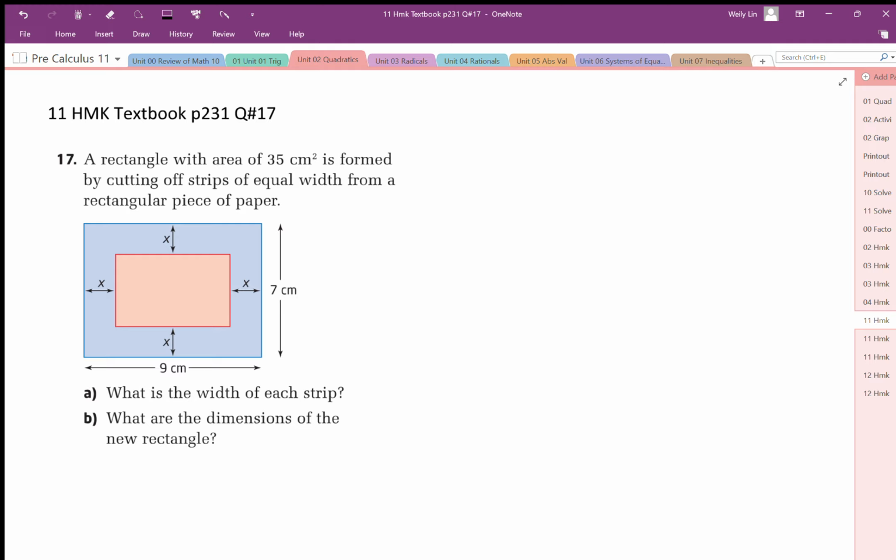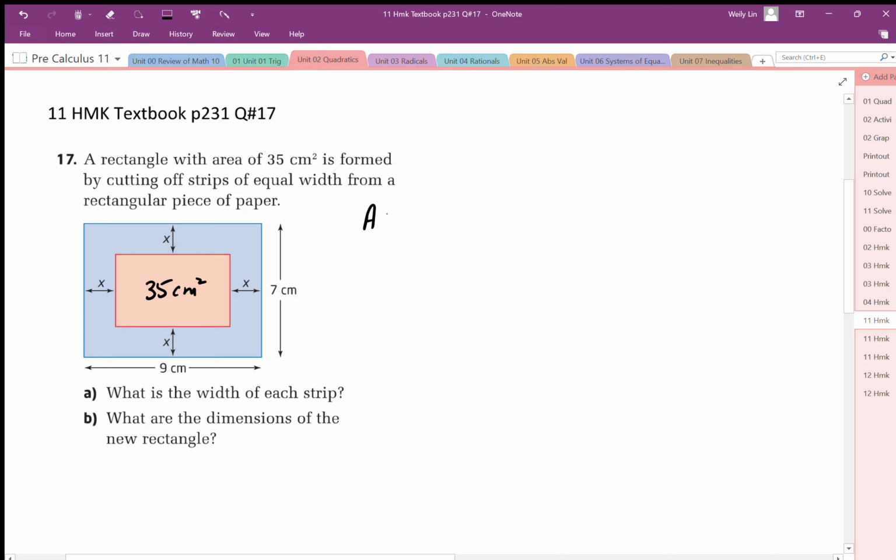In question number 17, it says a rectangular area of 35 centimeters squared is formed by cutting off strips of equal width from a rectangular piece of paper. So what that means is that this inside area is going to be 35 centimeters squared, and we're trying to find out how much x we're cutting off of the length of 7 centimeters along the vertical and 9 centimeters along the horizontal. So to set this up, we need to come up with an equation for area.